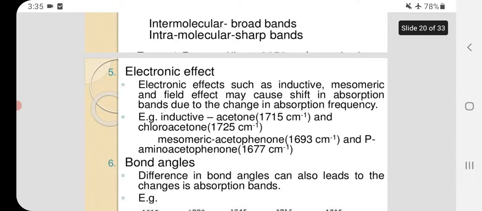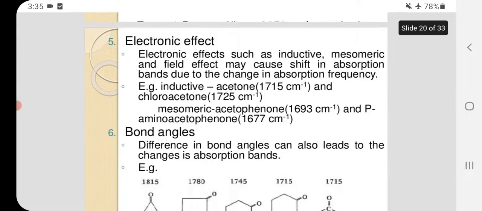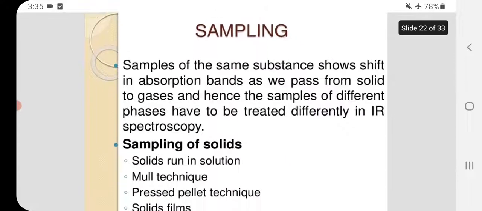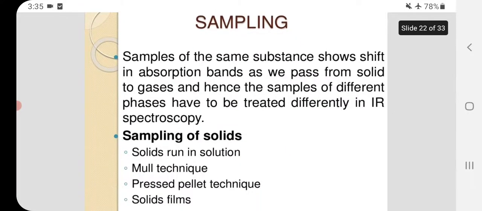Next, electronic effect. Electronic effects such as inductive, mesomeric and field effect may cause shift in absorption bands due to the change in absorption frequency. Bond angles. Difference in bond angles can also lead to changes in absorption bands. Sampling. Samples of the same substance show shift in absorption bands as we pass from solid to gaseous, and hence the samples of different phases have to be treated differently in IR spectroscopy.